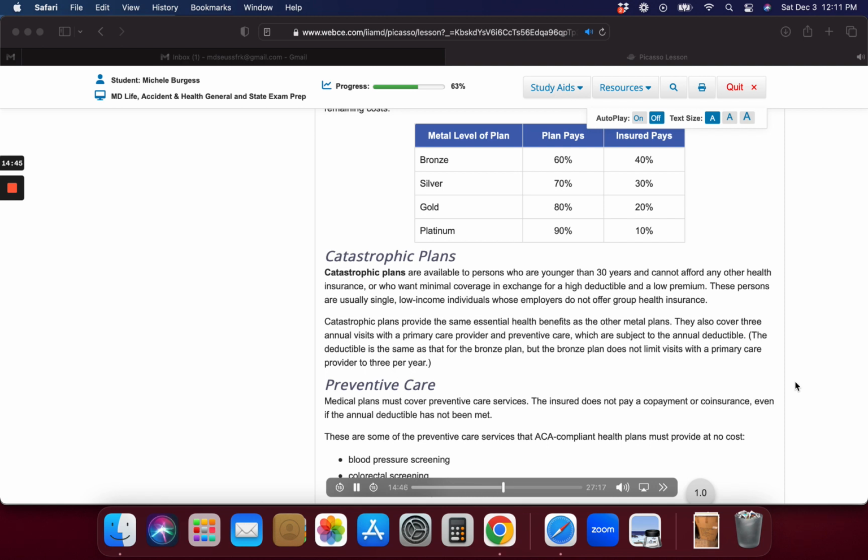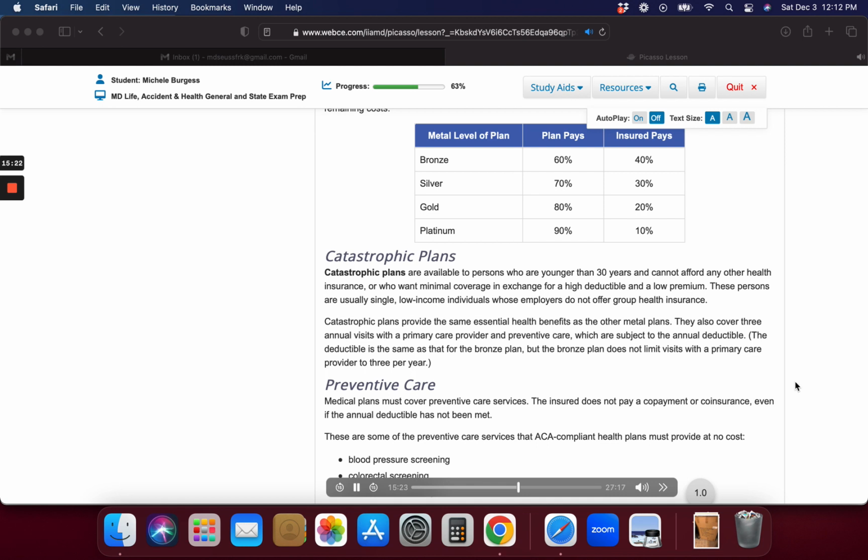Preventive care. Medical plans must cover preventive care services. The insured does not pay a copayment or coinsurance, even if the annual deductible has not been met. These are some of the preventive care services that ACA-compliant health plans must provide at no cost: blood pressure screening, colorectal screening, depression screening, diabetes, type 2, screening, immunization vaccines, tuberculosis screening.